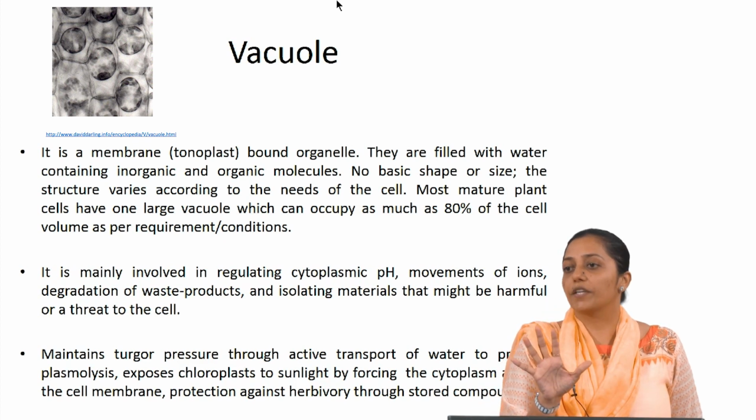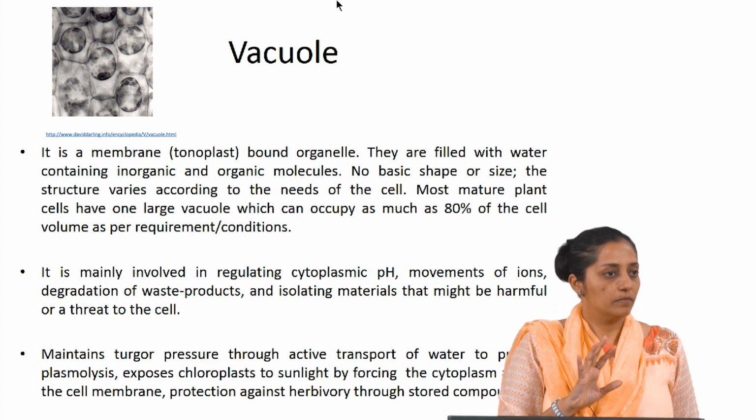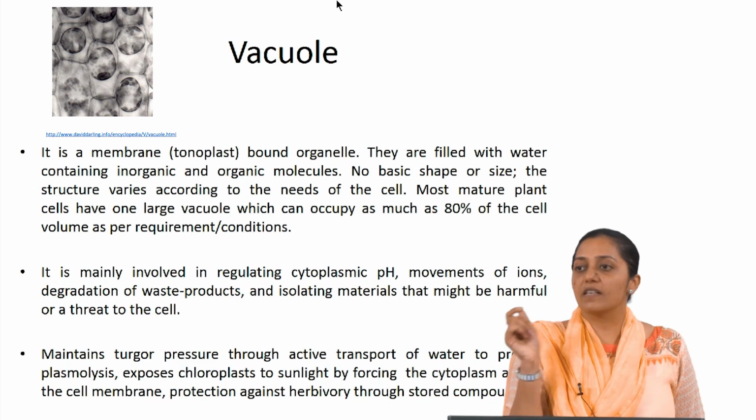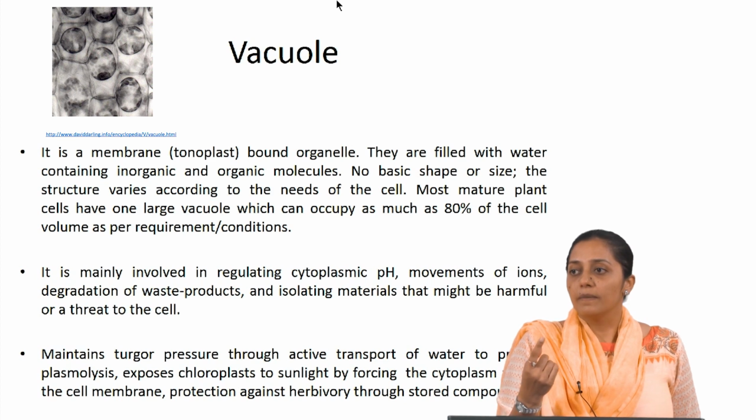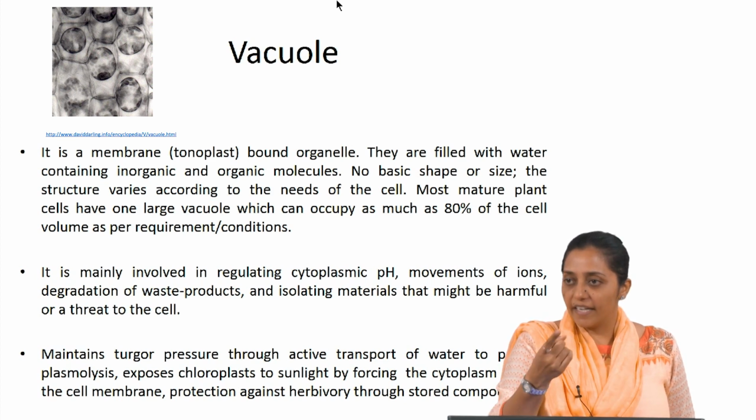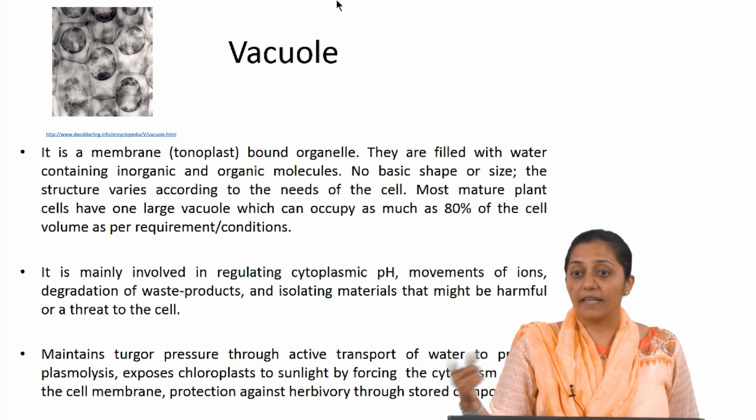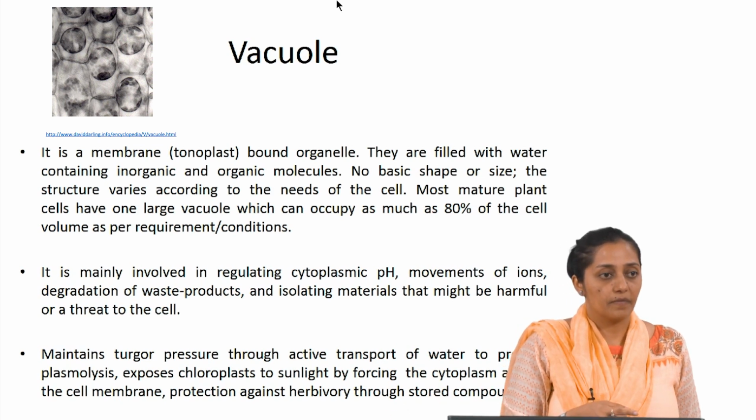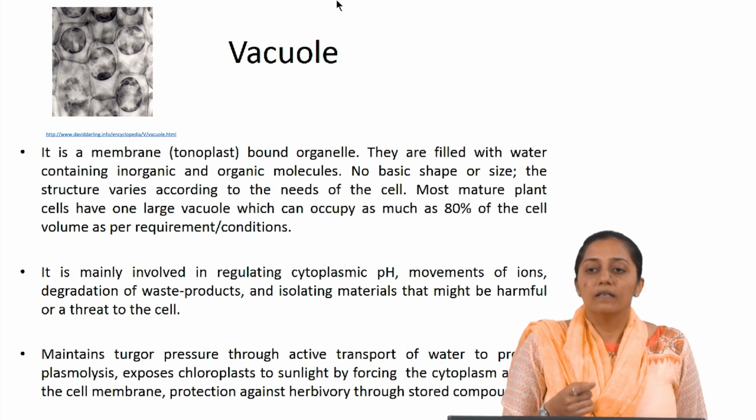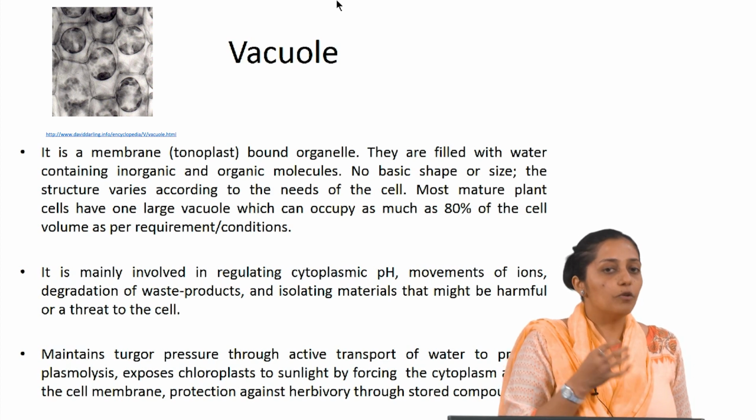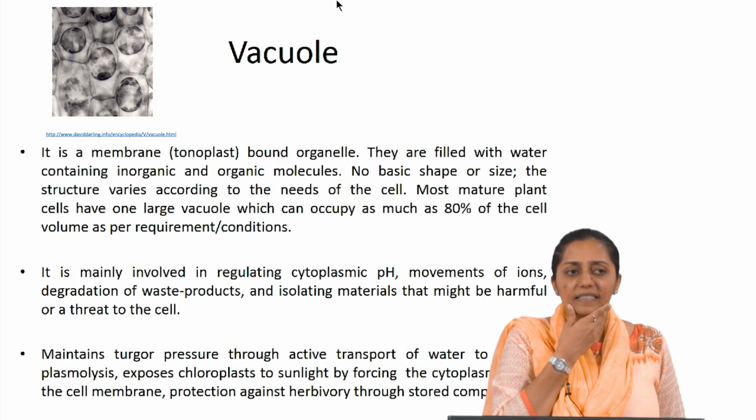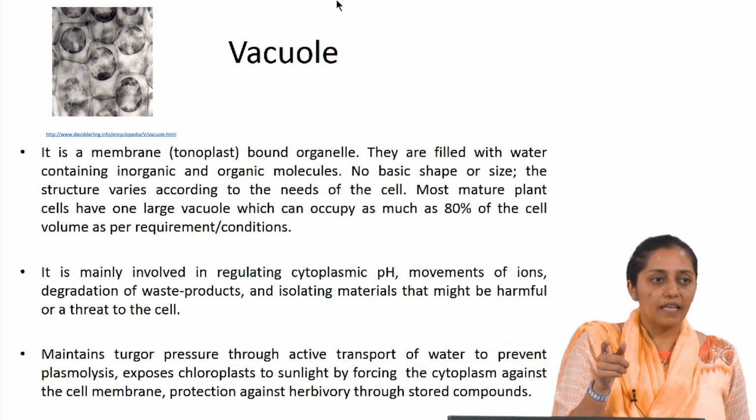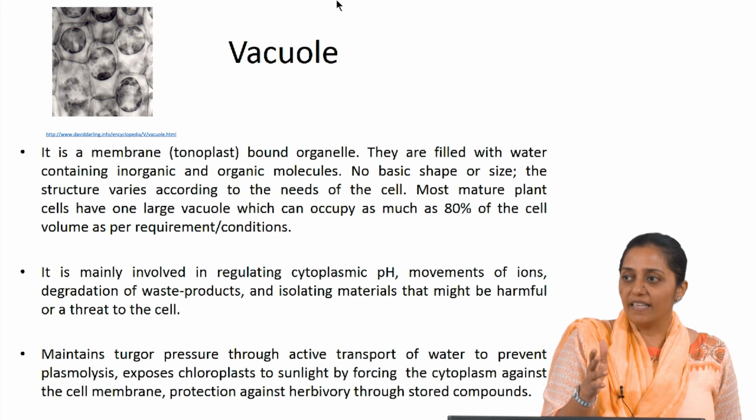So it contains water and all these salts inside. And the tonoplast is the one where, through active transport, the electrochemical gradient is maintained. I said it helps in maintaining the pH of the cytoplasm. And you'll find that the vacuole pH is acidic in nature. Why do you think it is acidic in nature? Many of these enzymes present inside are active at acidic pH.